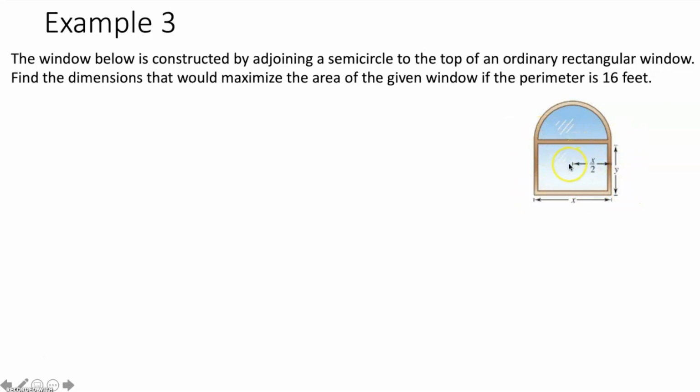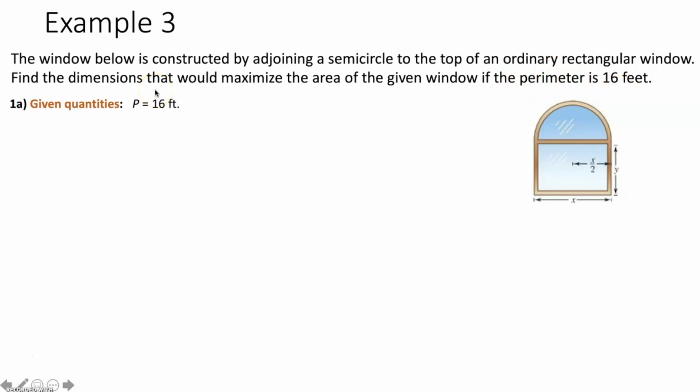This x over 2 is just giving you the radius of this semicircle up here. Now that we have our variables and we made a sketch, we need to state any given quantities. What did they give us in this problem? They usually give you one thing. They say that the perimeter of this window is 16 feet.